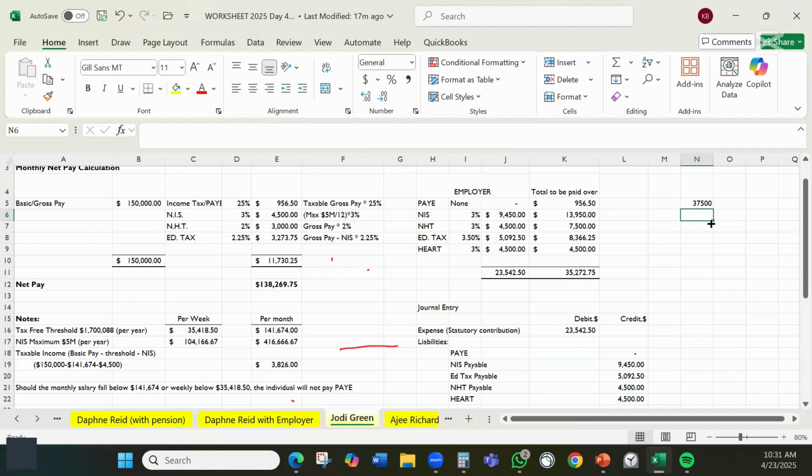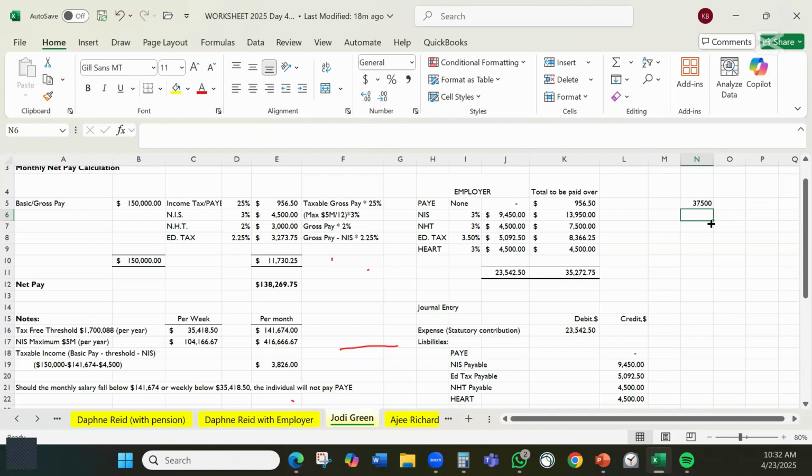All right. So the NHT now. Who wants to take the NHT? The NHT is the same. It's 2% of the 150. Straight basic, 2%. And then the ed tax now.